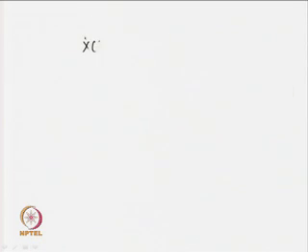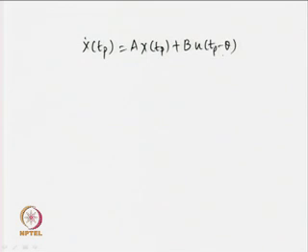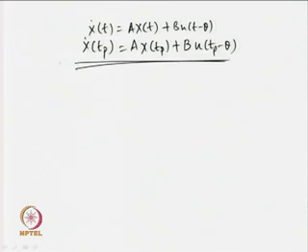X dot Tp will be nothing but A x Tp plus B u(Tp minus theta). So, we will see at time Tp, because the state equation is given as x dot t is equal to A x t plus B u(t minus theta). Substitute t equal to Tp, then you get this expression. Then C x dot Tp will be C A x Tp plus C B u(Tp minus theta).